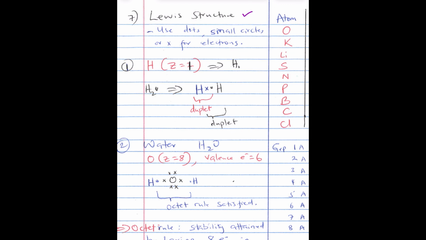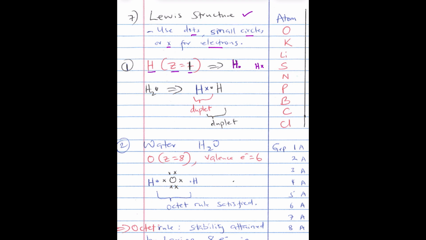Lewis structure. This is where we use dots or small circles or an X to denote electrons that are used for sharing. So for example, hydrogen that has a Z value of 1, that means it has 1 electron and 1 proton. So if we look at the number of electrons, it's 1, and therefore we write it as hydrogen H with a dot, or H with an X.